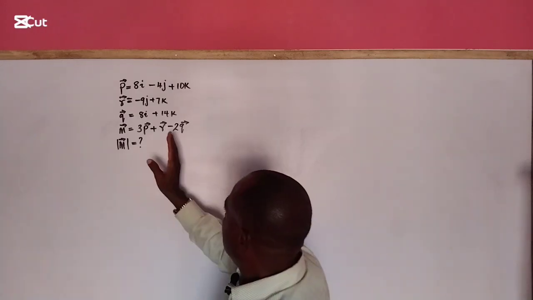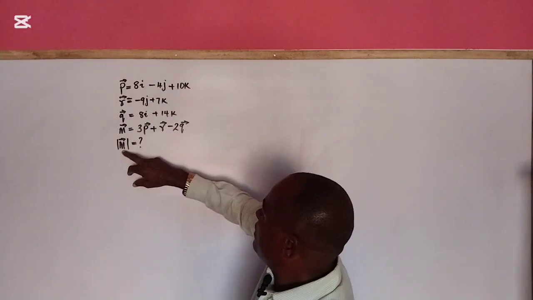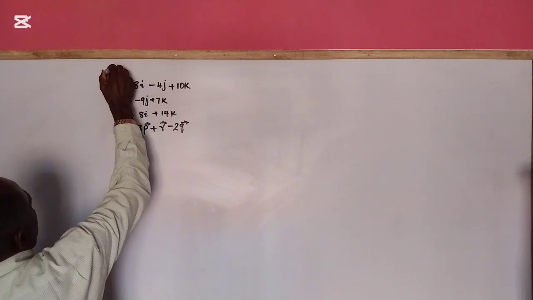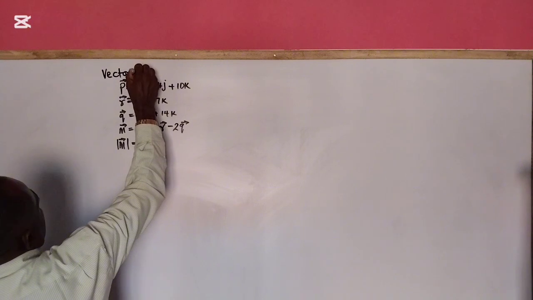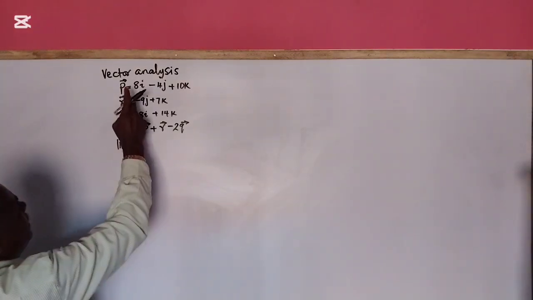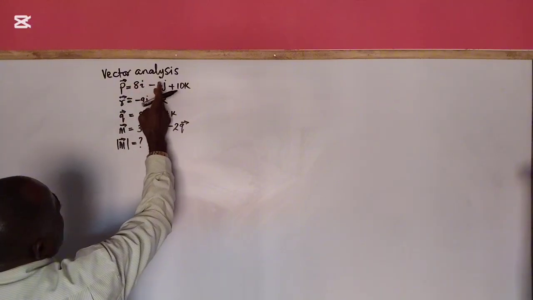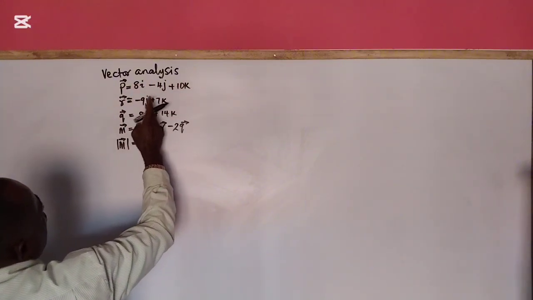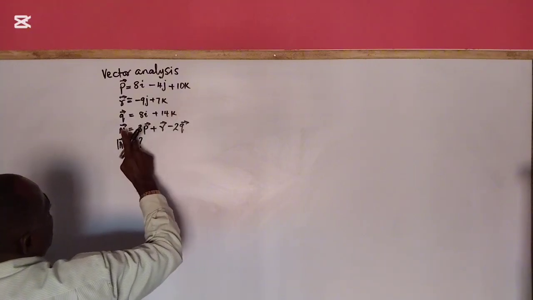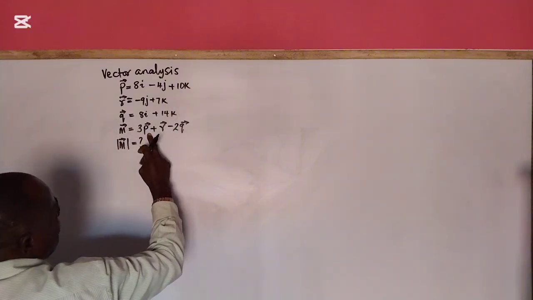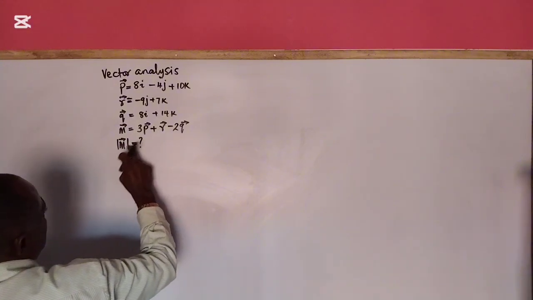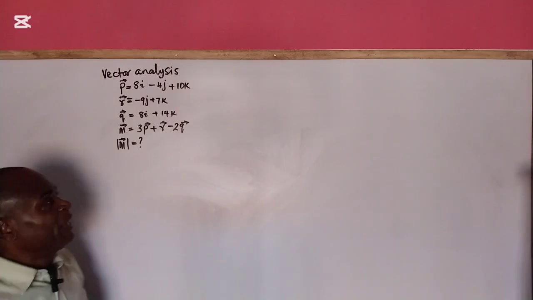All right, today we have a problem before us, and they're asking us to find the modulus of vector m. Of course, this problem is from vector analysis. We're told that vector p is equal to 8i minus 4j plus 10k. Vector r is equal to minus 9j plus 7k. Vector q is equal to 8i plus 14k. And vector m is defined as 3 times vector p plus vector r plus 2 times vector q. So we have to find the modulus of vector m.